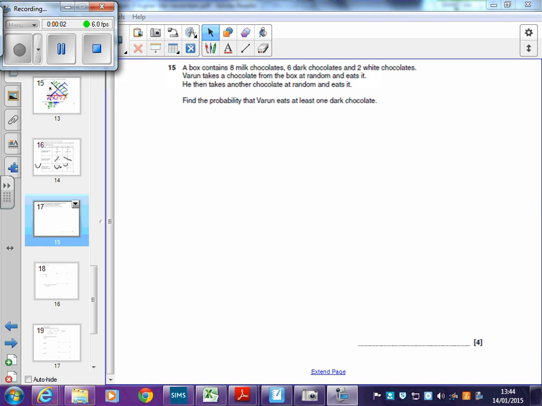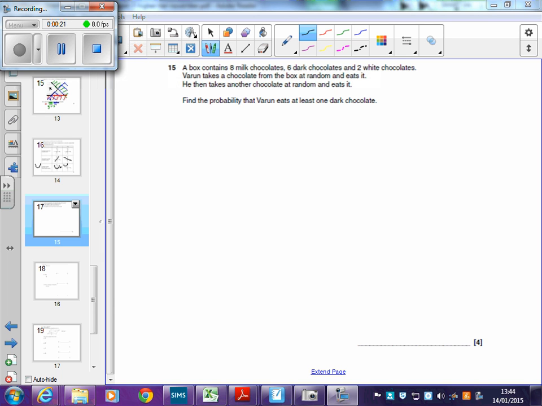Question 15. A box contains 8 milk chocolates, 6 dark chocolates and 2 white chocolates. Varun takes a chocolate from the box at random and eats it, and he then takes another chocolate and eats it. Lucky man. Find the probability that he eats at least one dark chocolate. You can draw yourself out a tree diagram to help you.